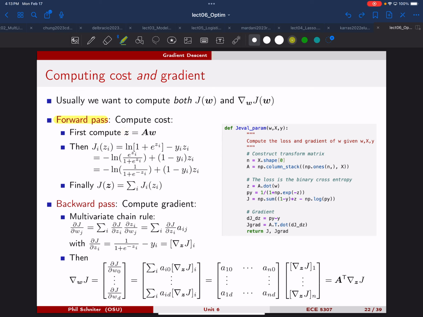With the forward pass, at the input we have some parameters W. Given those parameters W, you can compute these scores Z. From those scores Z, we can compute the cost. I'll show how to do that in a moment. And then in the backward pass, that's when we do the gradient. For the gradient, we will also need to know the values of Z. This is exactly what we did on the previous slide, the multivariate chain rule. And this is the expression we derived on the previous page.